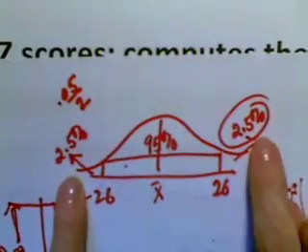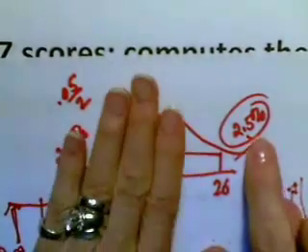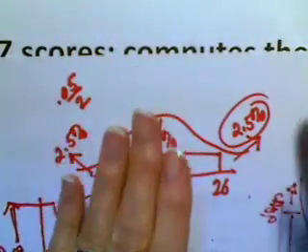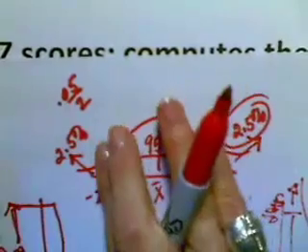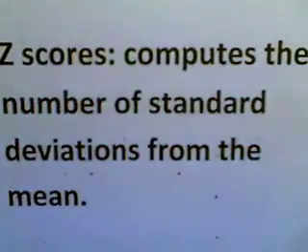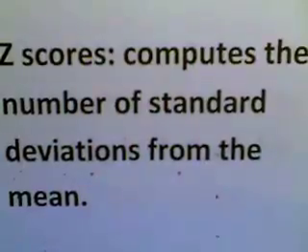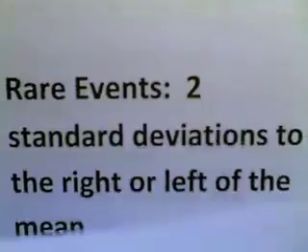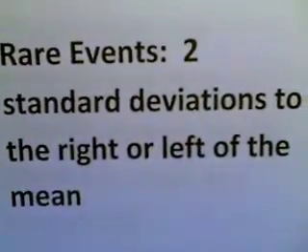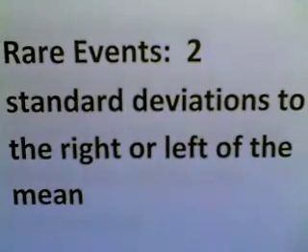So only 2.5% of the population could be above, and that would be rare. 2.5% below, and that would be rare. So we say that it is a rare event to be more than 2 standard deviations away from the mean, either right or left. So we consider that to be a rare event.